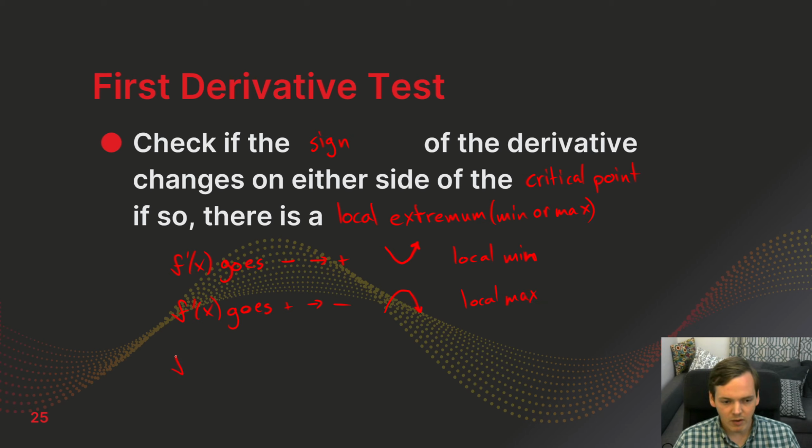And if f prime doesn't change, then that would be either the example of it's going up, flattens out, and continues going up, or it's going down, flattens out, continues going down. So that would be neither. It's not a local minima or local maxima.